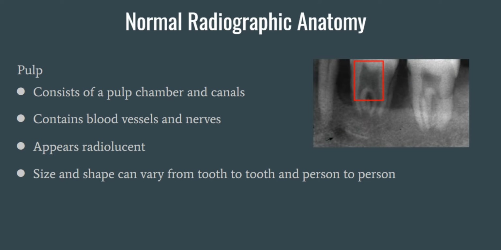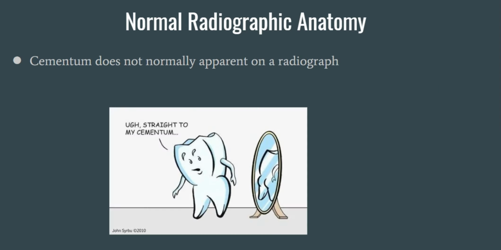And so inside that red square, that radiolucent area, that is going to be the pulp chamber. And then extending down from there, almost looks like these little legs, that is your pulp canal. Mentum does not normally appear on a dental radiograph, so that's not really something we need to worry about identifying.